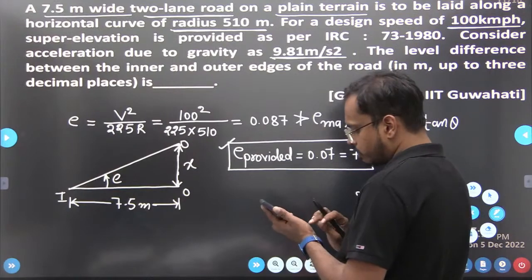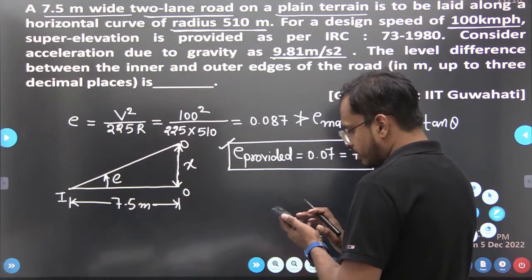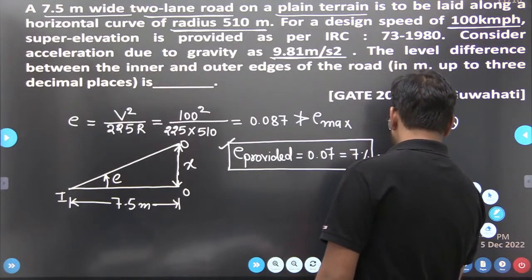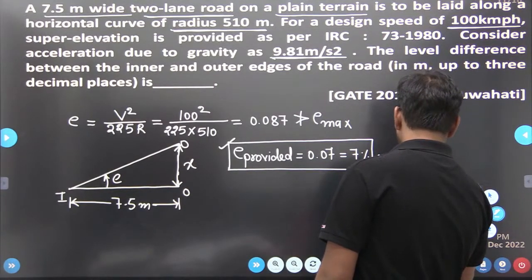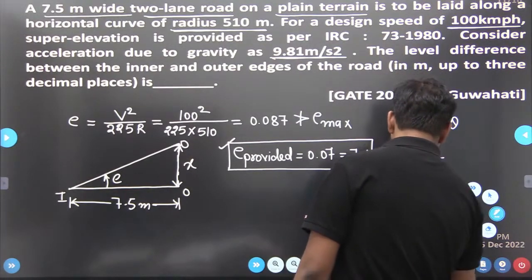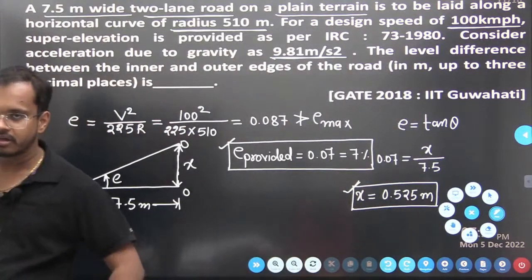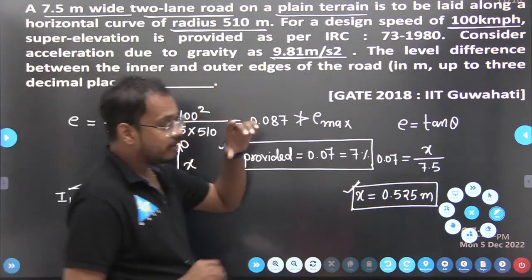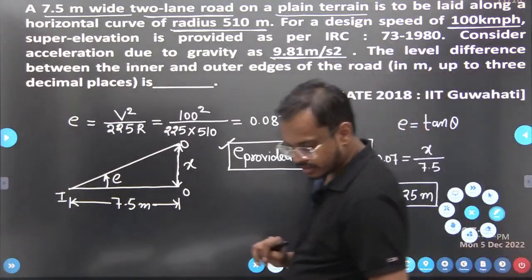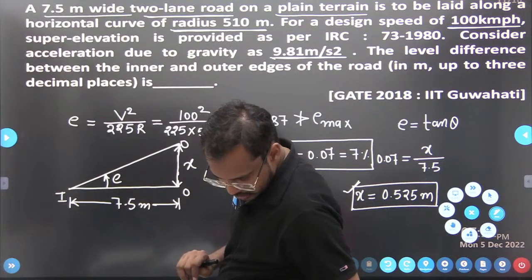You can calculate the value of X. X is equal to 0.07 multiplied by 7.5. So the value is 0.525 meter. That means the level difference between the inner and outer edge is 0.525 meter. This is the correct answer.